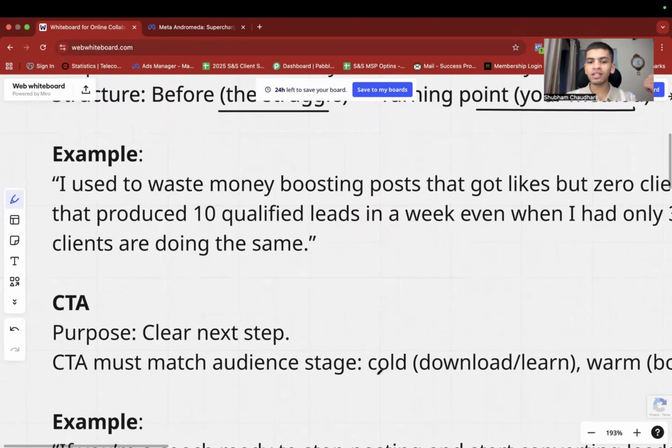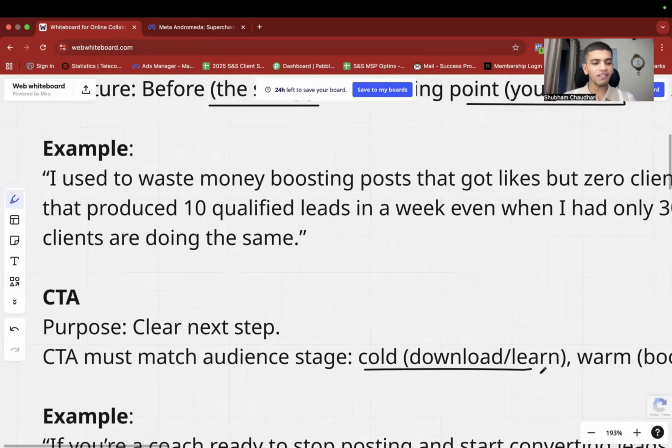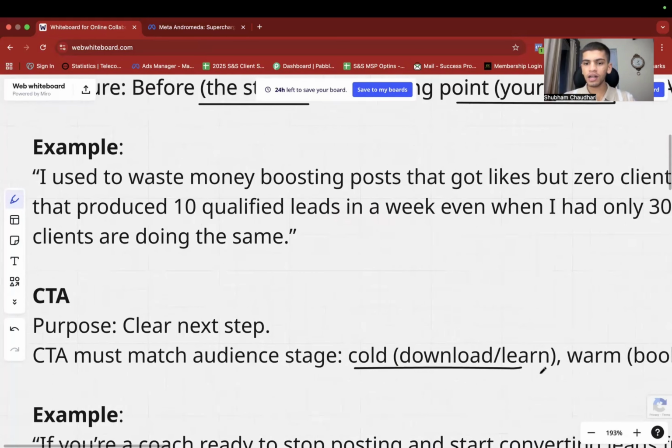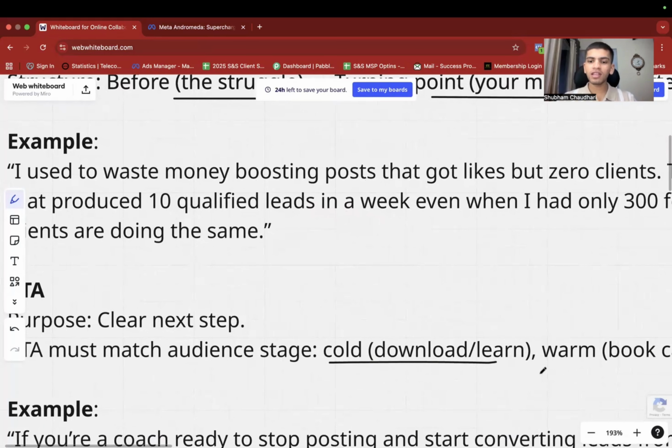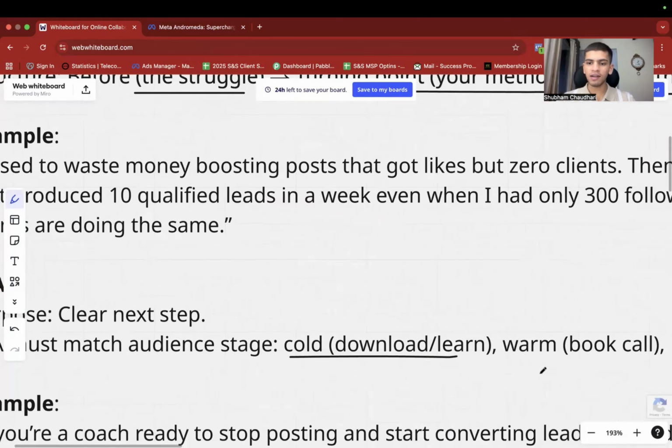To a cold audience, you will sell something which you are giving away for free, or a trip wire which you are giving for 99 rupees, 100 rupees, 200 rupees, 300 rupees, right? So something which is very low in price or free, so that you attract good quality cold leads. All right. So giving them something to download, or something to watch, like a webinar or a free training, something like that. Right.